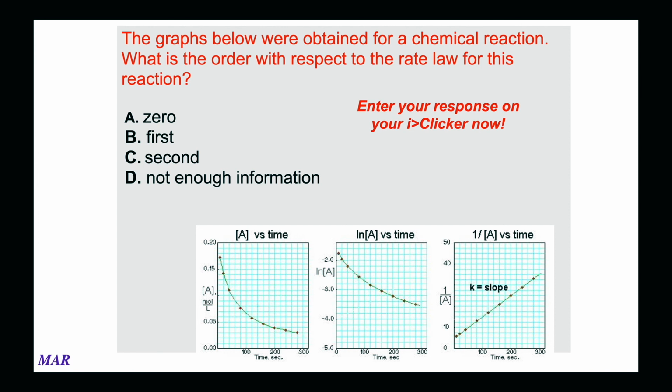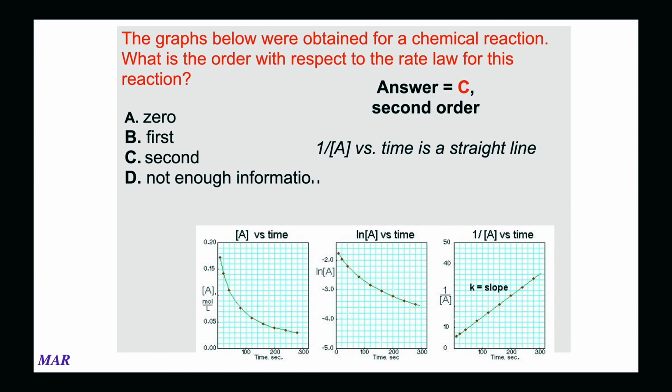Well, if the 1 over A versus time is giving you the straight line, that's a test for a second order reaction. So anytime 1 over A versus time gives you the best straight line, that's going to be second order. If natural log of A versus time would have given you a best straight line, it would have been first order. And if A versus time was the straight line, it would have been zero order. One of those 3 should fit the reaction if you've done everything right, of course.